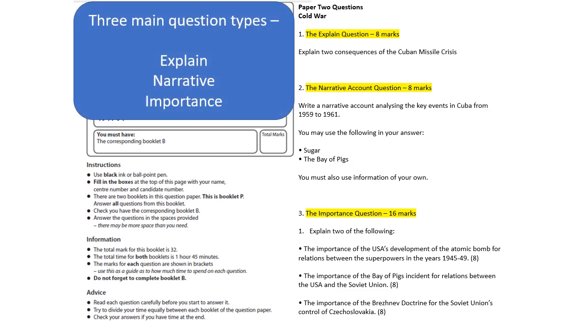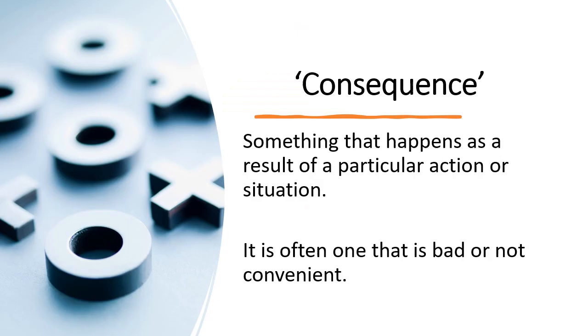So you've got explain, narrative, and important question. I mentioned the keyword there, consequence. Everything that was in the Cold War kind of has a knock-on effect onto something else. The politicians at the time used whatever they were doing, or whatever the other side was doing, as justification for whatever they were doing now.